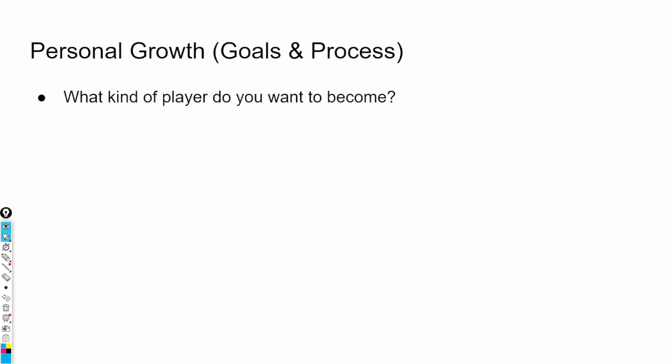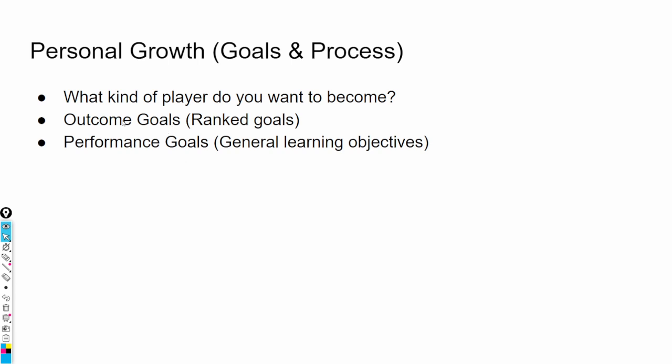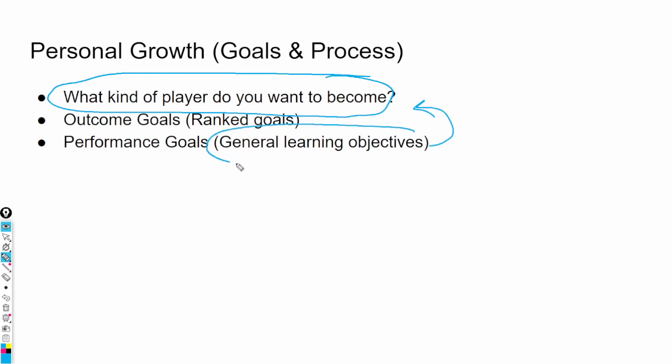But no matter why you're playing League, I think it's always nice to have some sort of outcome goals or performance goals, right? Outcome goals are things that aren't necessarily in your control, like rank goals. If you want to hit Diamond or Gold or Platinum or whatever, those would be outcome goals. While performance goals are more towards building character. This is how we work towards becoming the type of player we want to become. So we come up with learning objectives that are in alignment with that.